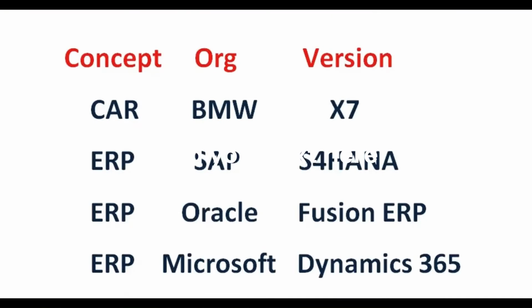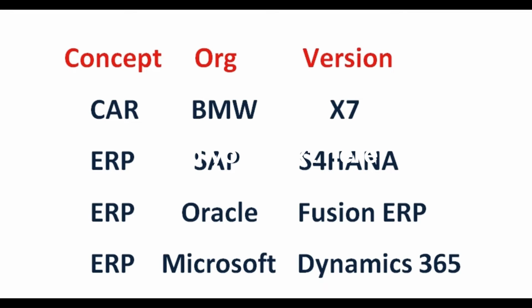Before we move on, let's understand ERP from a very generic perspective. I'm giving you an example of a car. What exactly is a car? A car is a concept. And who can manufacture it? Anyone can manufacture it, provided it has the basic features of a car. BMW is one of the organizations that manufacture a lot of car models, of which X7 is one.